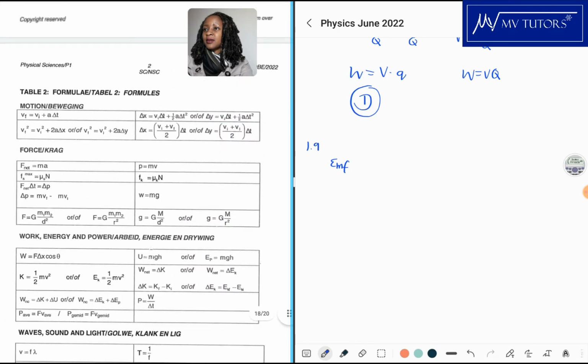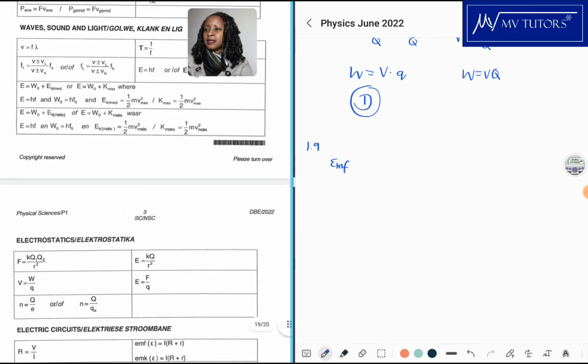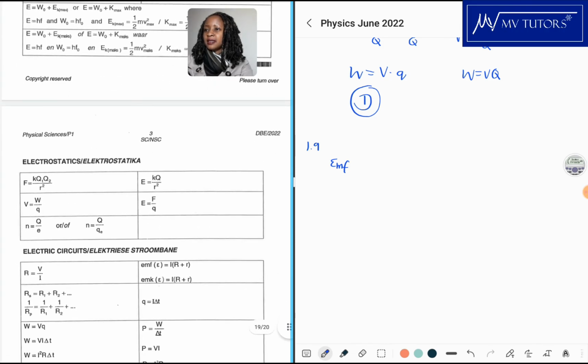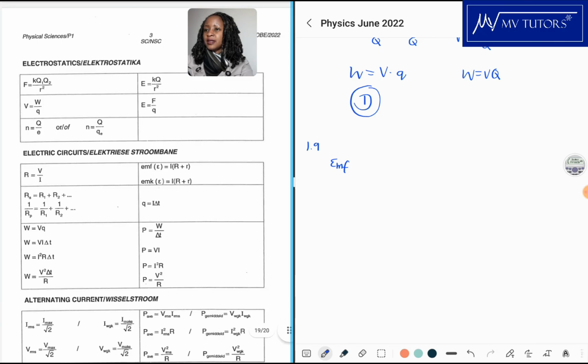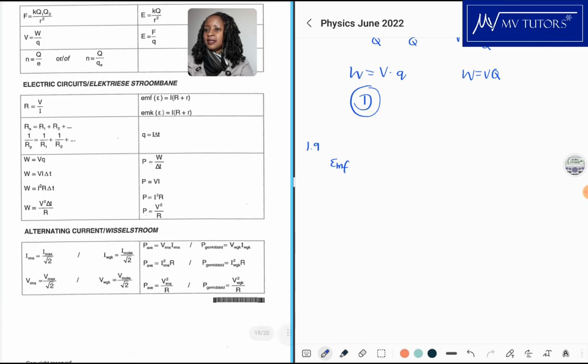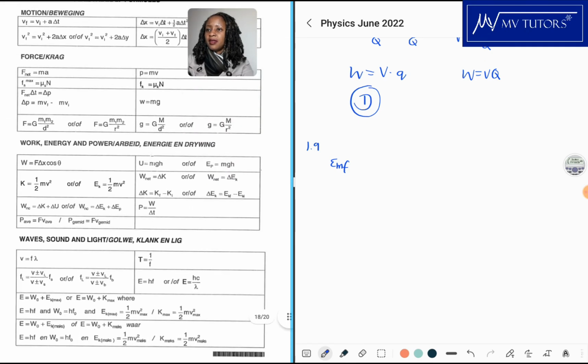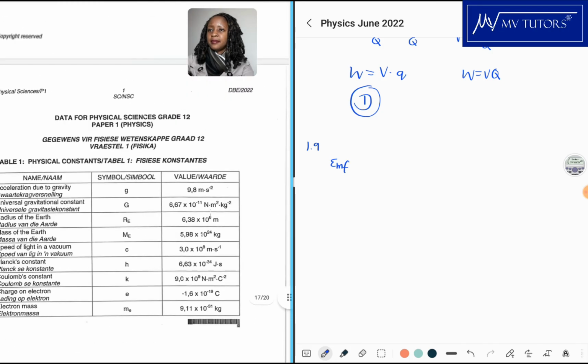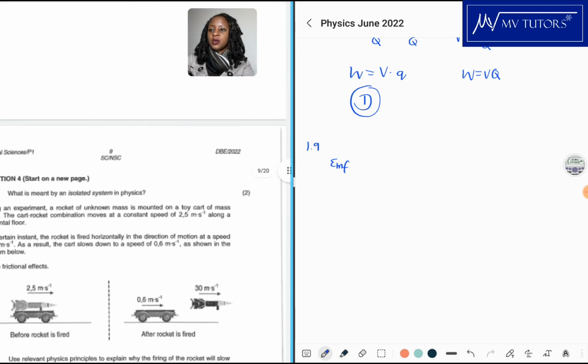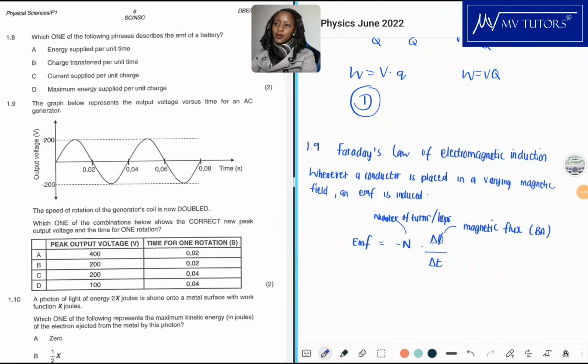Let's check, no, it won't be here at the beginning. Electrostatics, electric circuits. Okay, we don't really have the equation, so I guess you have to know it because this was covered in grade 11. To answer this question, you need a little bit of understanding of Faraday's law, and then you have to apply some knowledge, making sense of all the theories that you know and try to get an answer.